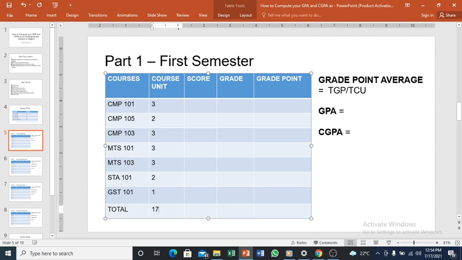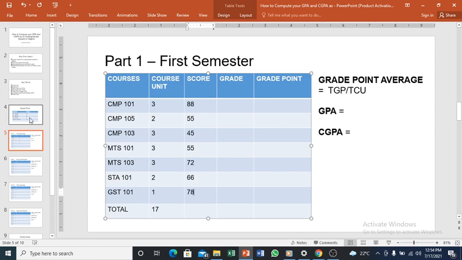Is 17 units. Now, let's assume in a particular course, for example, in CMP 101, this student scored, let's say, 88. In CMP 105, this student scored 55. In CMP 103, let's say this student had 45. In MTS 101, let's say this student had 55. In MTS 103, this student had 72. In STA 101, this student had 66. In GST 101, let's say this student had 78.